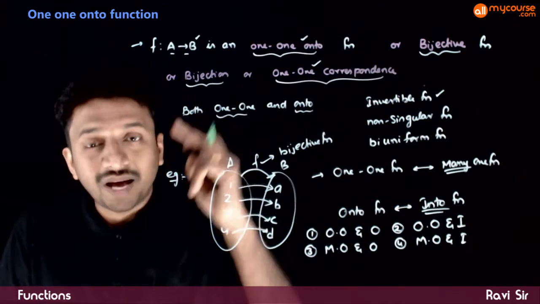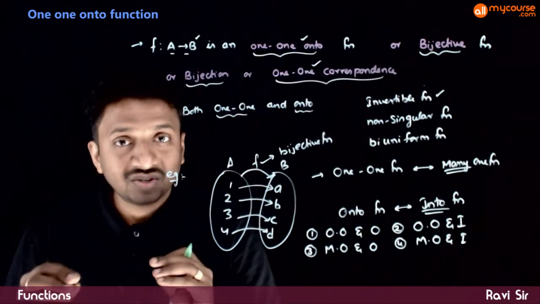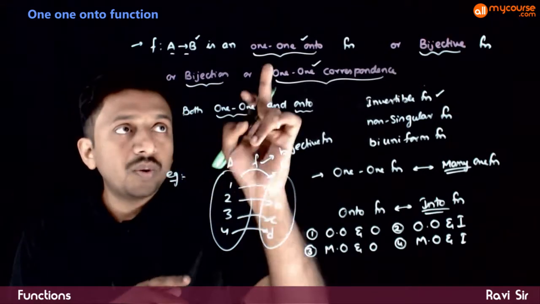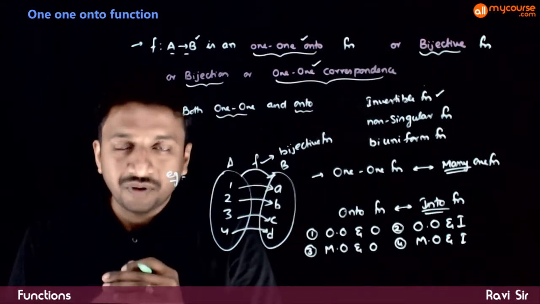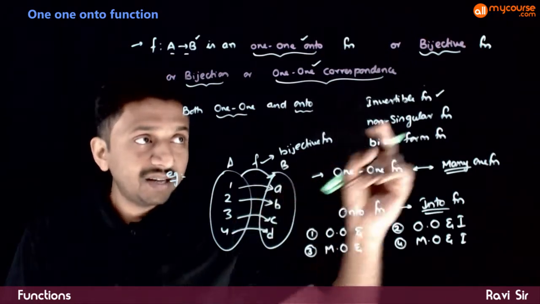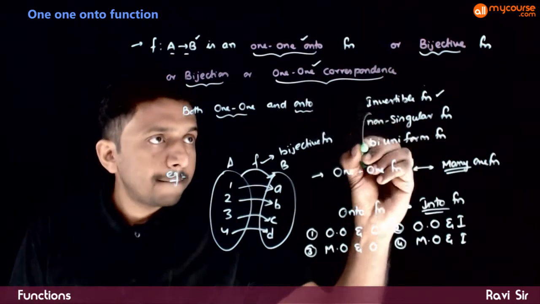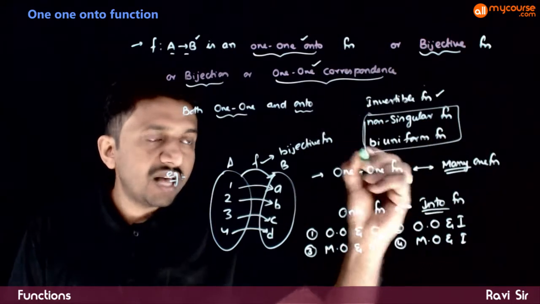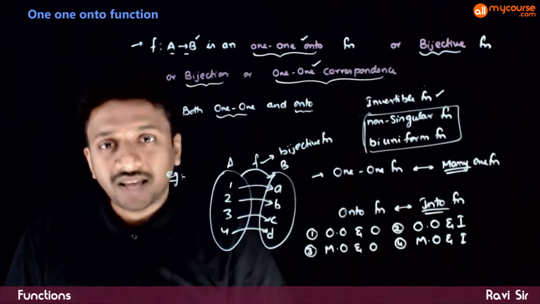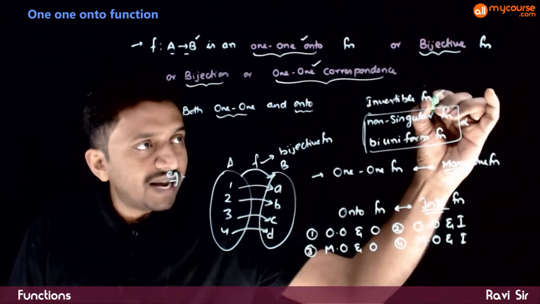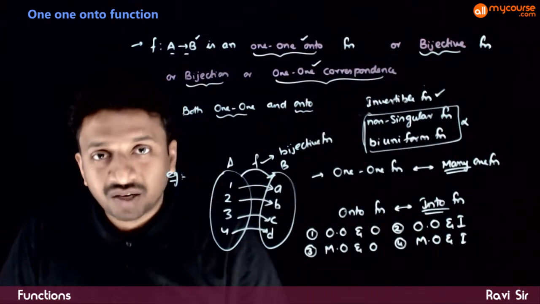Why is it called a bijection? Because it is both injection and surjection. 1, 1 onto, it's very straightforward. And we have other names for this. These two names are used very rarely. We won't go into these names. We'll go in and see why this is called an invertible function also.